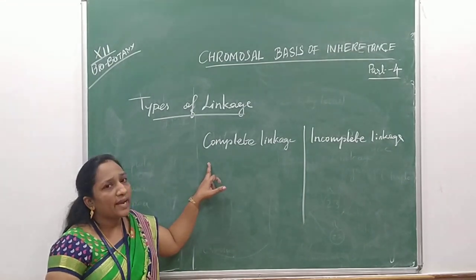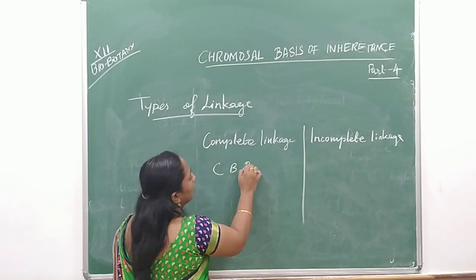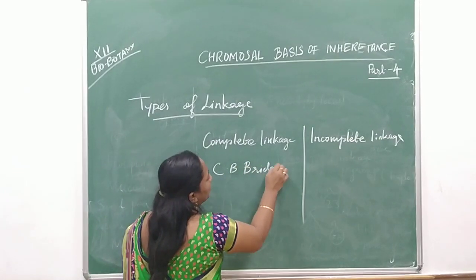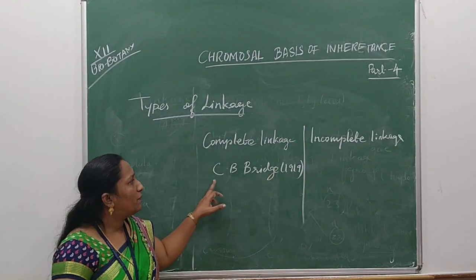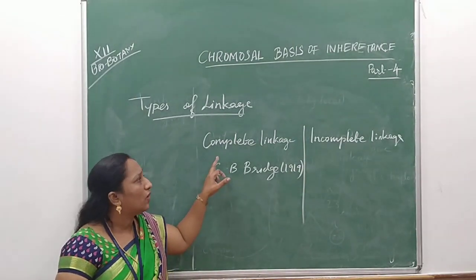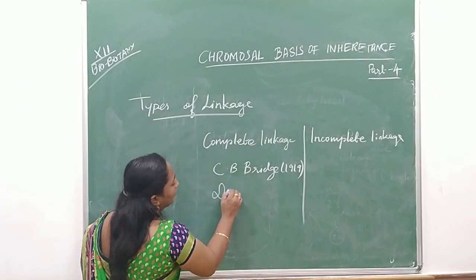Complete linkage is the evidence given by C.B. Bridges in 1919. C.B. Bridges gave evidence for complete linkage with the help of Drosophila.